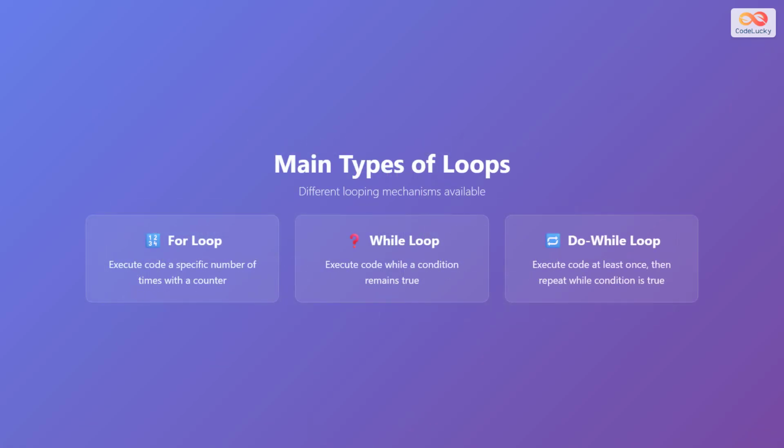There are 3 main types of loops used in programming. The first is the for loop, which executes code a specific number of times using a counter. The second is the while loop, which executes code as long as a condition remains true. The third is the do-while loop, which executes code at least once and then repeats while the condition is true. Each loop type is useful in different situations.